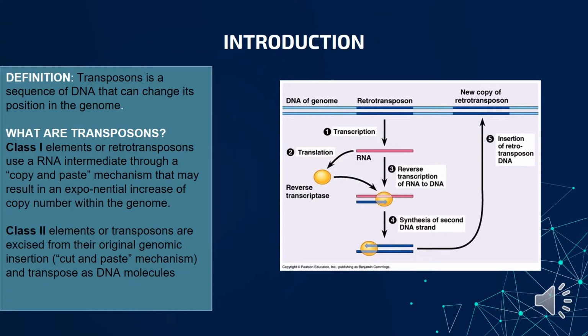What are transposons? Retrotransposons are also called jumping genes. RNA is transcribed to DNA with the help of reverse transcriptase. The DNA is then integrated into the target site of the opposite genome.